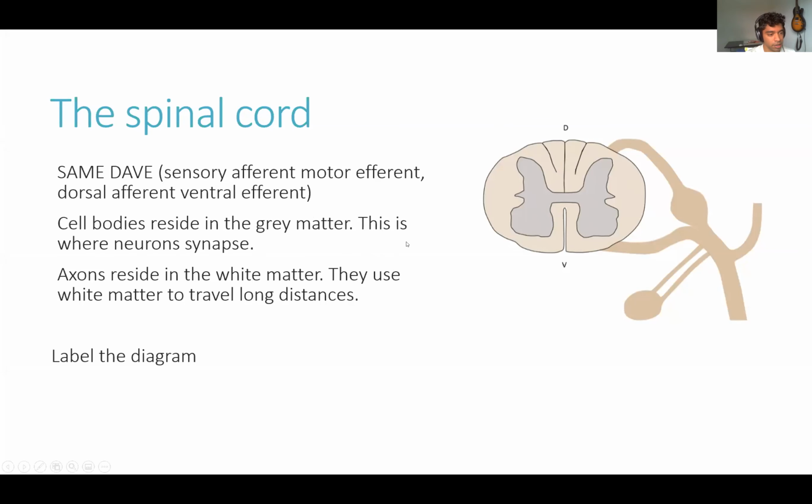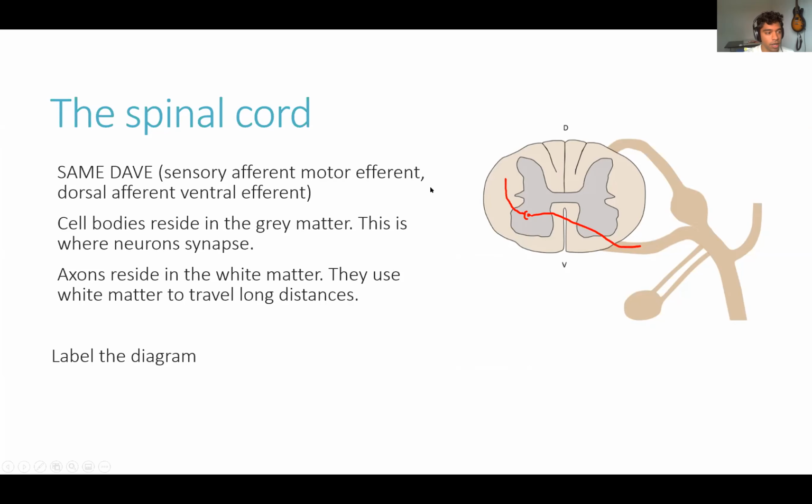Cell bodies reside in the gray matter. This is where they synapse. They travel long distances in the white matter, and then they come to the gray matter and synapse onto a motor neuron here. For example, if it's a corticospinal tract, it'll synapse in the ventral horn onto a motor neuron. Then the lower motor neuron will travel through the ventral root and go to the muscles. Axons are in the white matter, and they travel long distances through there.